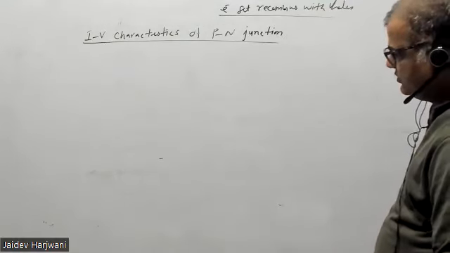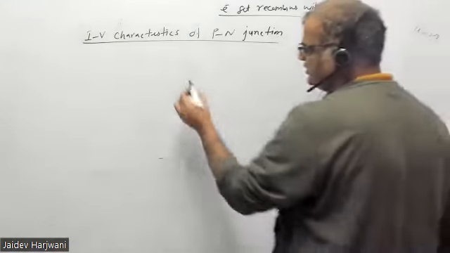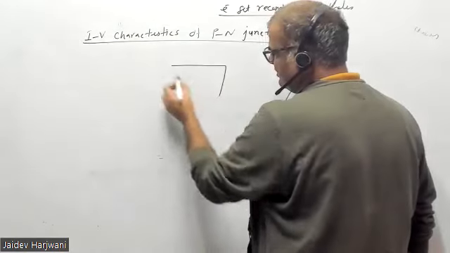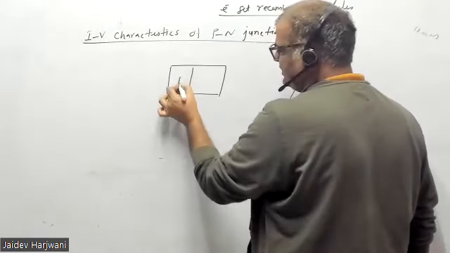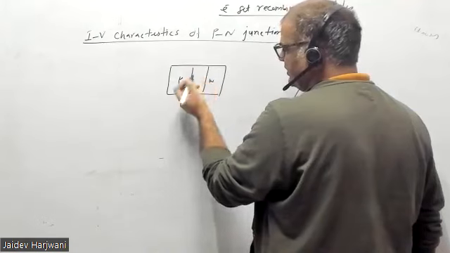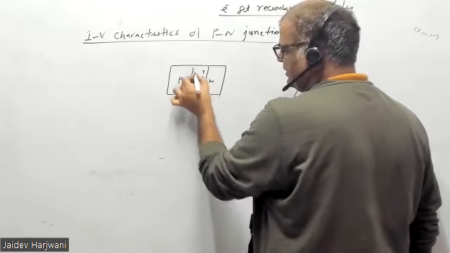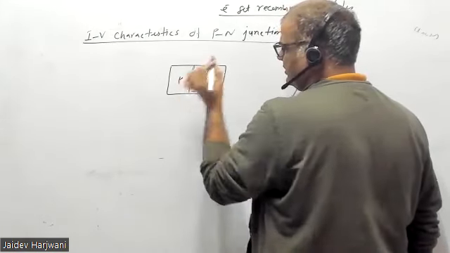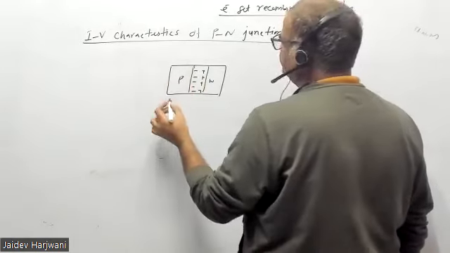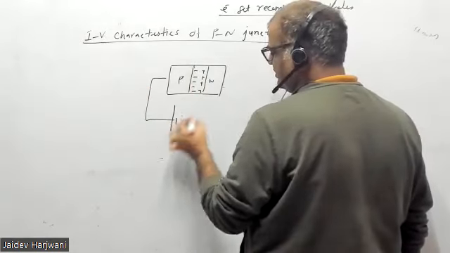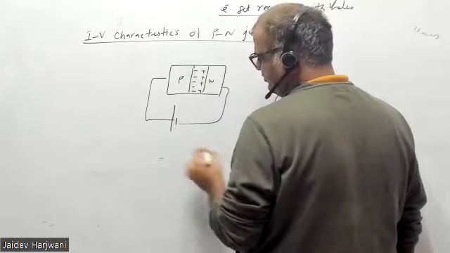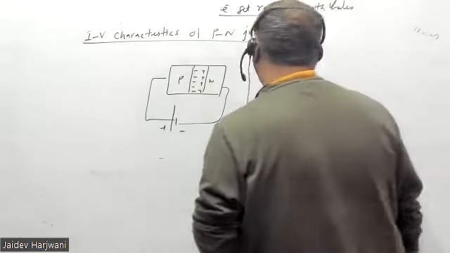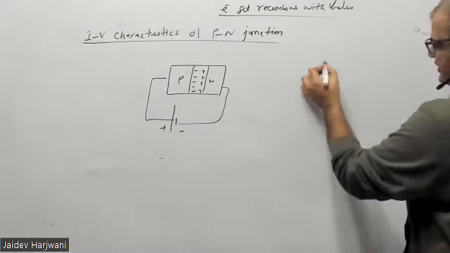So you have a p-n junction. Now I'm not drawing this part. I only put p here, n here, so you have plus and you have minus. You're applying a voltage, with polarity plus or minus.